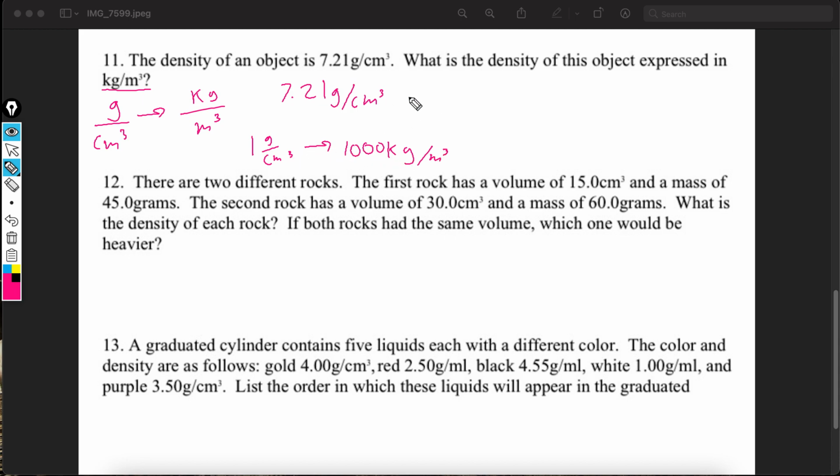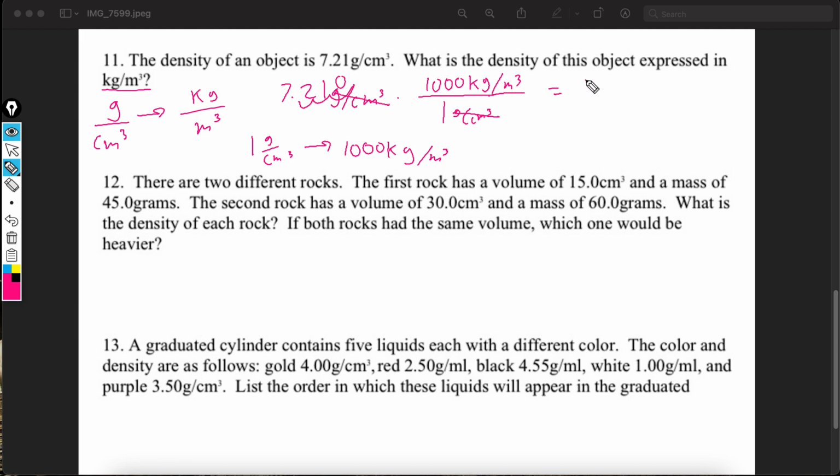So 7.21 times, we're going to use this. In the bottom, we're going to put 1 gram per centimeter cubed. Sorry, I know that line curved a little bit, that was not intentional. We've got 1,000 kilograms per meter cubed on top. So the grams per centimeter cubed cancel out. We've got 7.21 times 1,000, which all you have to do is move the decimal 1, 2, 3, boom.